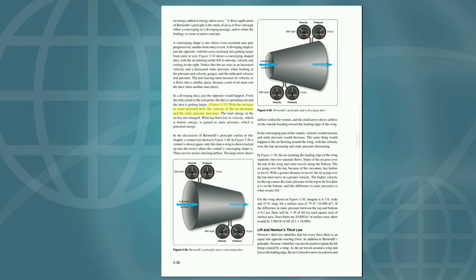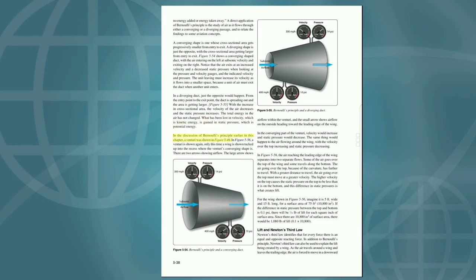Figure 5-55: with the increase in cross-sectional area, the velocity of the air decreases and the static pressure increases. The total energy in the air is not changed. What has been lost in velocity, which is kinetic energy, is gained in static pressure, which is potential energy.